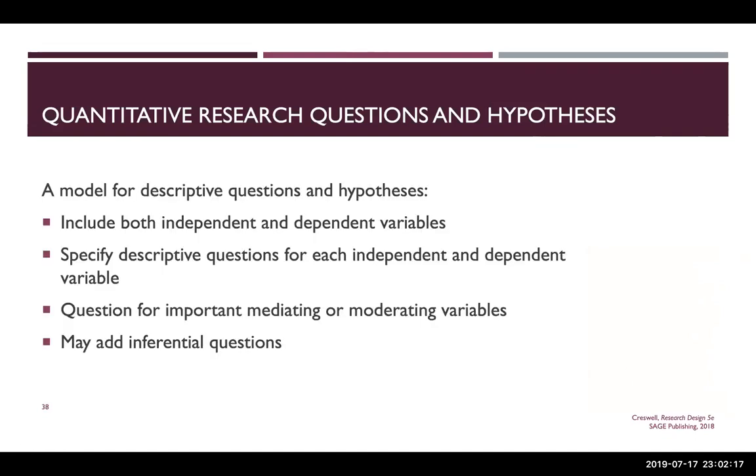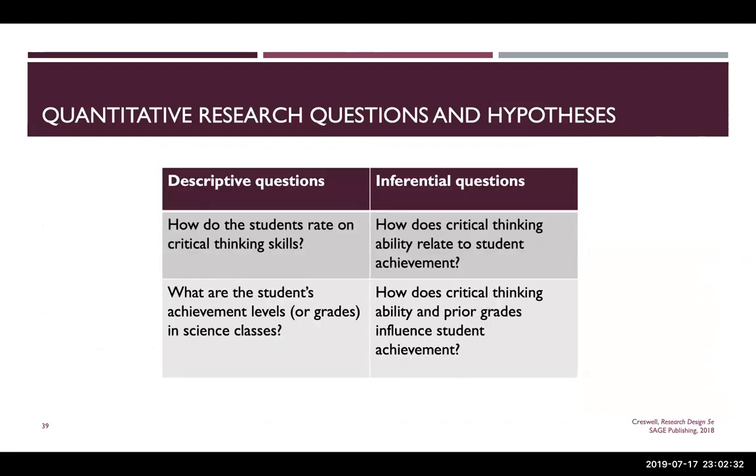So quantitative research includes both the independent variables before the dependent variables. It specifies what we're going to want to know about each, and if there's moderating and mediating variables, those need to be included as well.